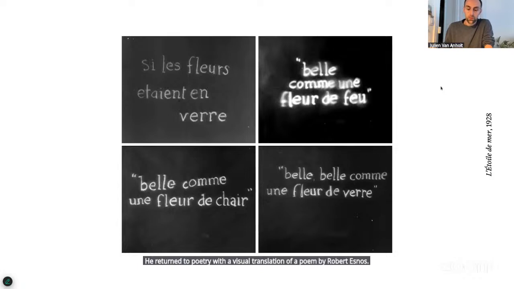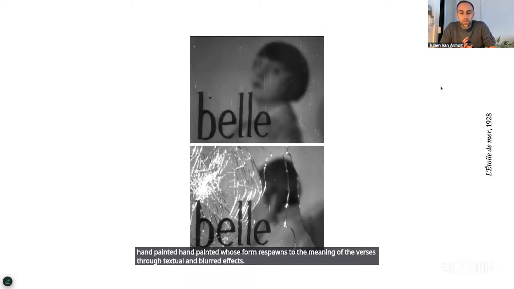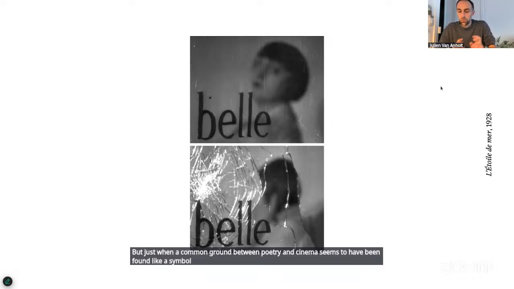He punctuates his film with some 15 intertitles, both typeset and beautifully hand-painted, whose form responds to the meaning of the verses through textural and blurred effects. But just when a common ground between poetry and cinema seems to have been found, like a symbol, the film closes with an intertitle split in two, painted on a broken glass plate.